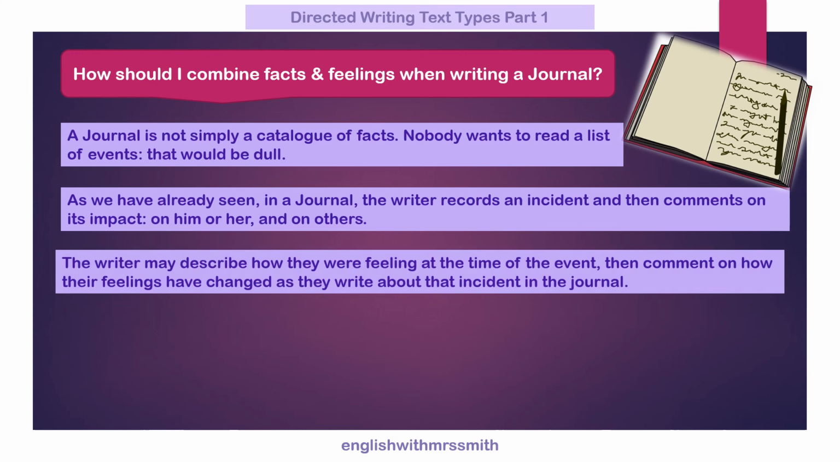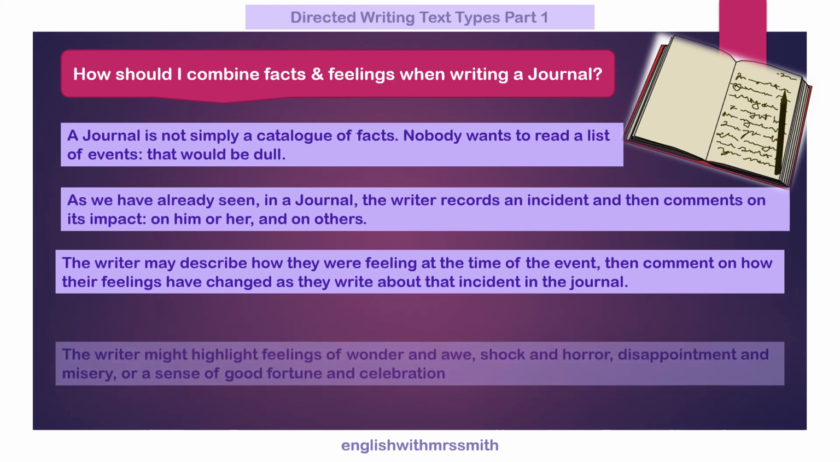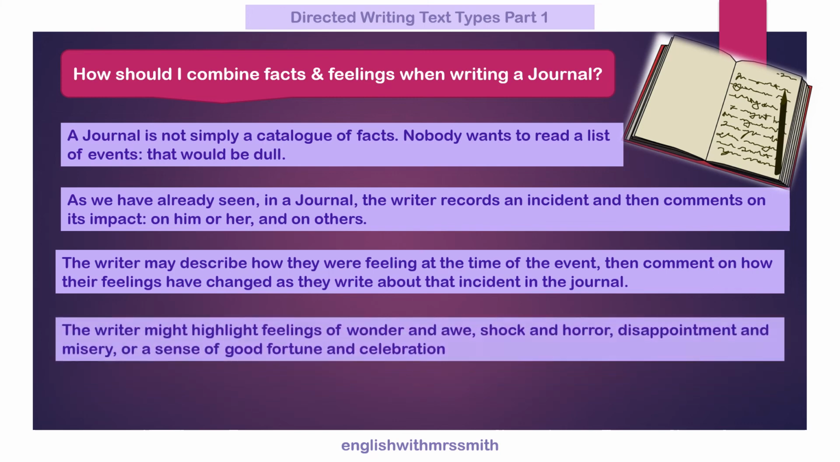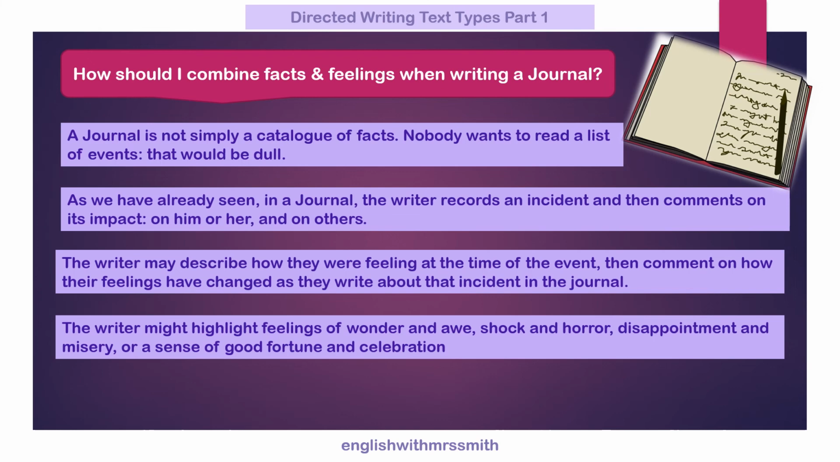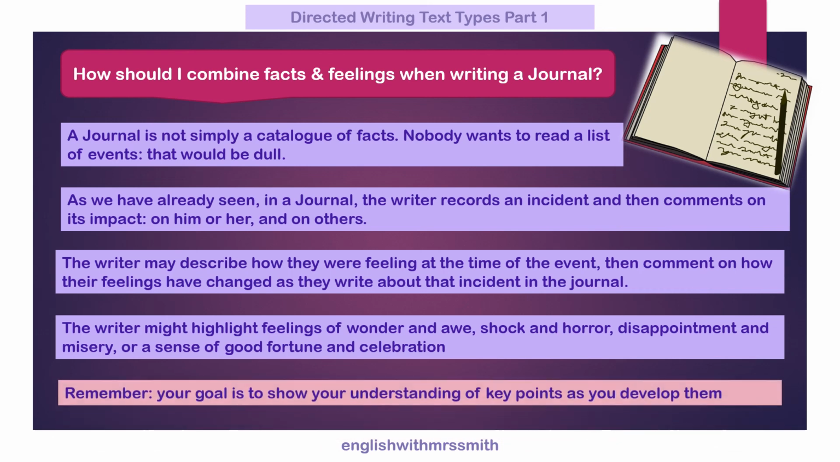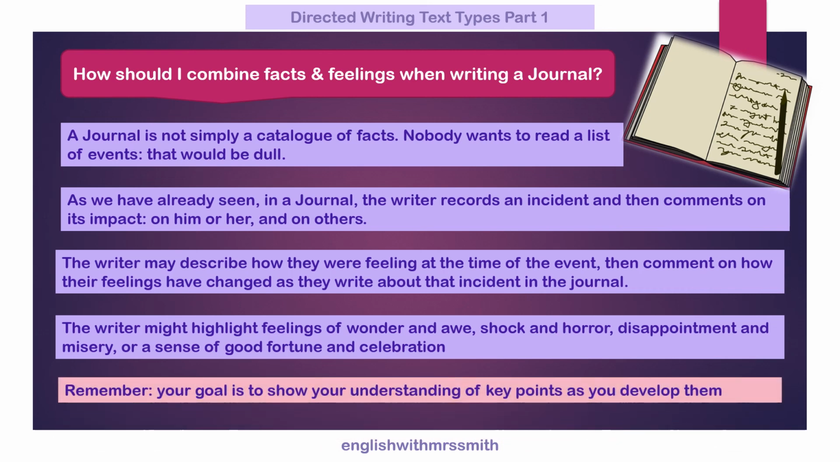The writer may describe how they were feeling at the time of the event, then comment on how their feelings have changed as they write about that incident in their journal. The writer might highlight feelings of wonder and awe, shock, horror, disappointment, misery, or a sense of good fortune and celebration. Remember, your goal is to show your understanding of the key points as you develop them.